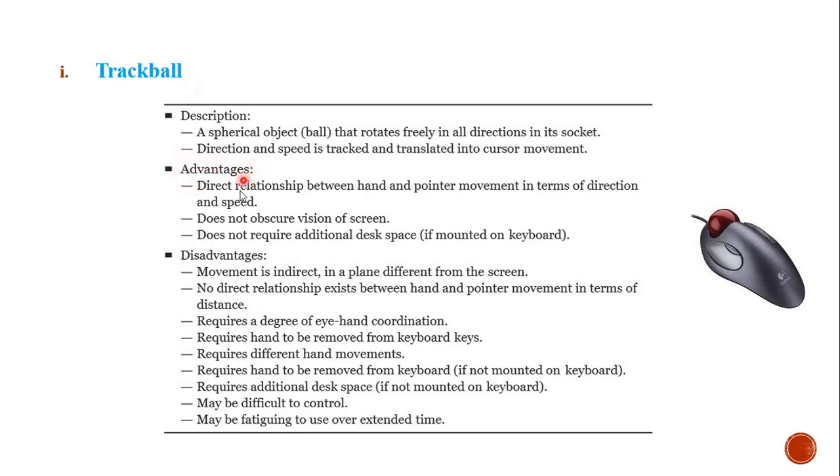Next, what are the advantages of the trackball? There is a direct relationship between the hand and pointer movement in terms of direction and speed. You will be moving the ball, and different users will move at different speeds. We cannot say how much speed it may be, but the speed at which you move will be observed on the screen as well. So there is a direct relationship between the hand and the pointer movement.